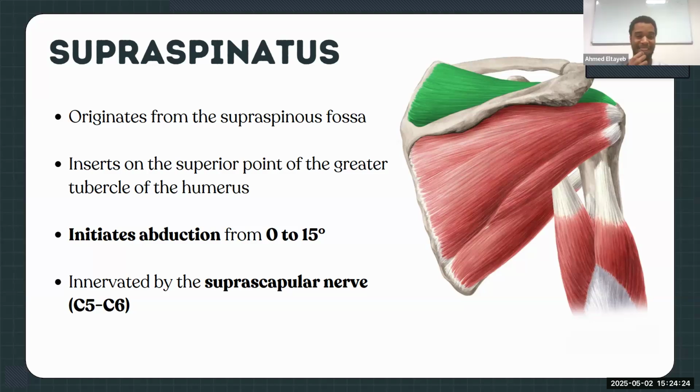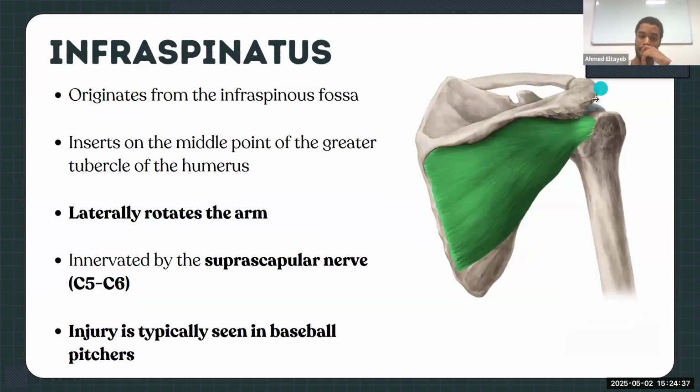It's important to differentiate that the supraspinatus initiates abduction and the deltoid carries on abduction from 15 to 90 or 100 degrees. Now the infraspinatus sits below the spine of the scapula, and it originates from the infraspinous fossa. And it inserts itself on the middle point of the greater tubercle of the humerus.